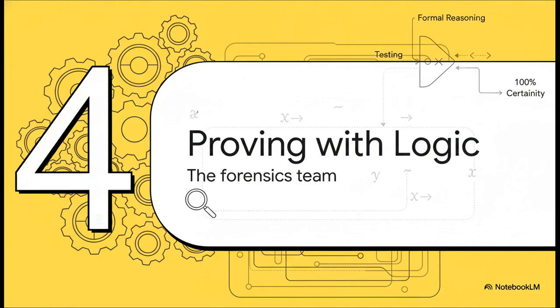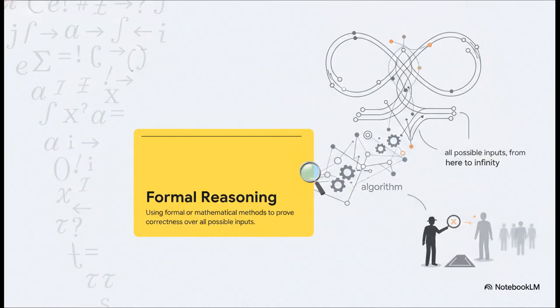Well, it's time to bring in the forensics team. This is where formal reasoning steps in, and it's all about getting that absolute proof. Formal reasoning isn't about running code at all. It's about building a rock-solid, mathematical, logical argument that proves, beyond any doubt, that the algorithm will work for every single possible input, from now until the end of time. It's like the difference between interviewing a few suspects and proving, with DNA evidence, who the culprit must be.